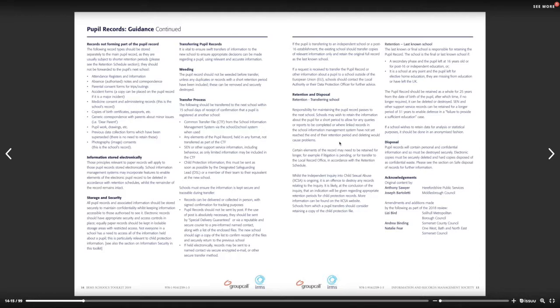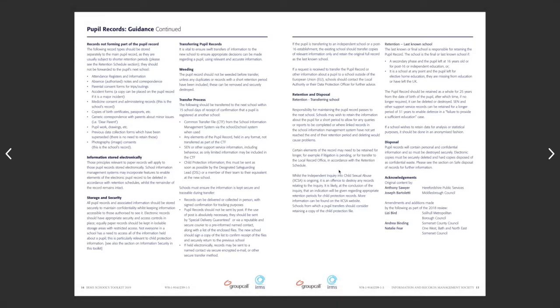So certain elements may need to be retained for longer. For example, if you have litigation pending. So if you're being sued by the parent because you've not done the right thing, you may need to keep a copy, probably, of certain elements of the record in order to defend yourself for that. And you would have a solicitor involved at this point, so breaches of GDPR are highly unlikely because you are actually being advised to maintain a copy of that in order to defend yourself. So that would be a reasonable use.